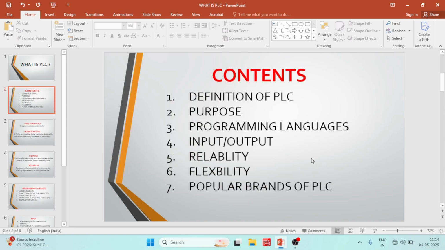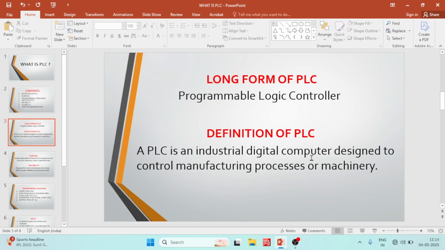So start today's topic. First of all, we see the long form of PLC. PLC means a programmable logic controller. Next is the definition of PLC. A PLC is an industrial digital computer designed to control manufacturing process or machinery. Why is it an industrial digital computer? It is mainly used in industries like automobile, pharma, food and beverages, chemical industry, oil and gas, and so many industries. So it is used to control manufacturing process or machinery.